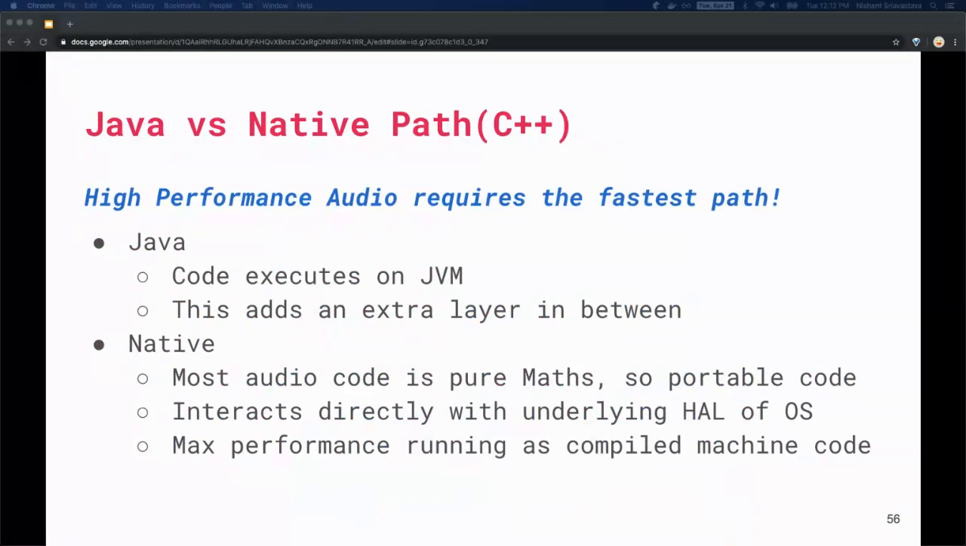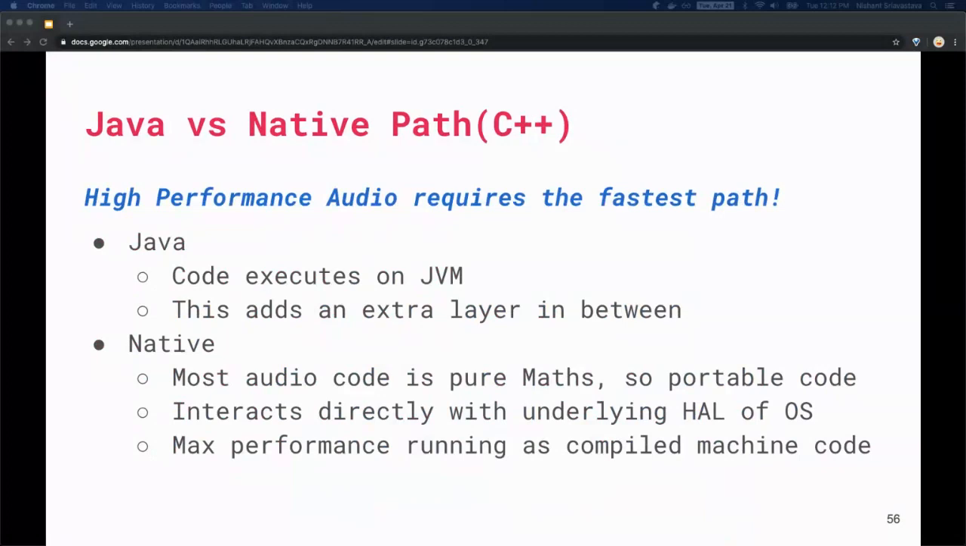What is much easier to work with is native code, because native code is pure math. It's basically doing calculation algorithms, and it's mostly portable code. So when you deploy it and move it to other platforms, it's much easier to manage and maintain. At the same time, native code talks directly to the HAL of the OS, the hardware abstraction layer, and obviously it's compiled machine code, so it runs much more easily.